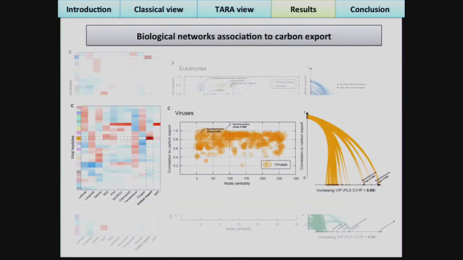very surprising result was on the viruses, because we did exactly the same analysis, and the viruses that came out were the Synechococcus phage. This is completely independent from the previous analysis, even though the species that came out are somehow related to the species that were important in the prokaryotic component. And more interesting is that 90% of the variation of the carbon export can be predicted by only a few of these viruses.